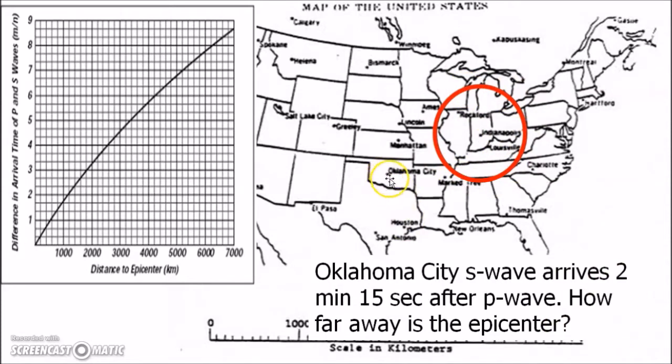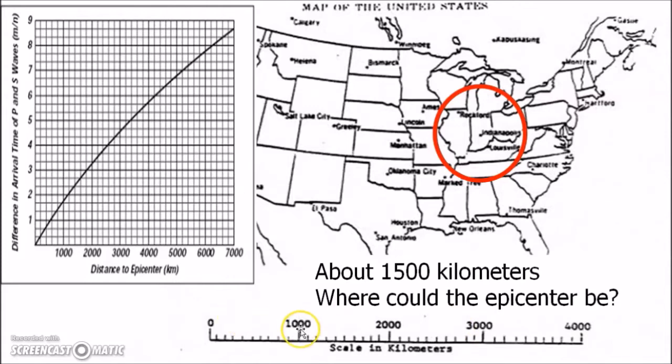Second station, Oklahoma City. The S wave arrives 2 minutes, 15 seconds after the P wave. How far away is the epicenter? Here, find 2 minutes. 2 minutes, 15 seconds is here. We go across, we hit the line here, come back down here, and the distance is 1,500 kilometers.